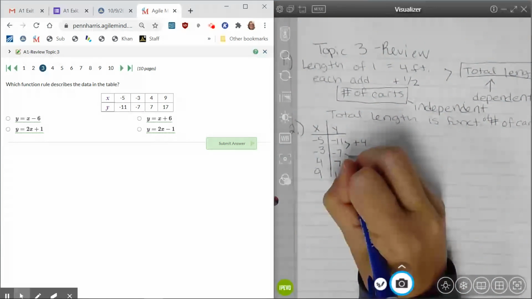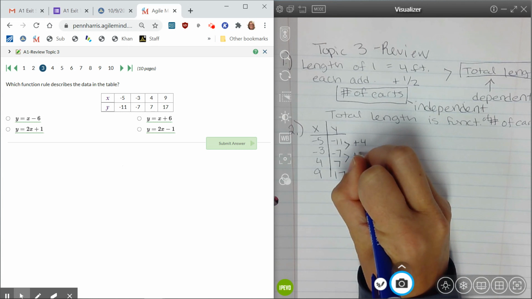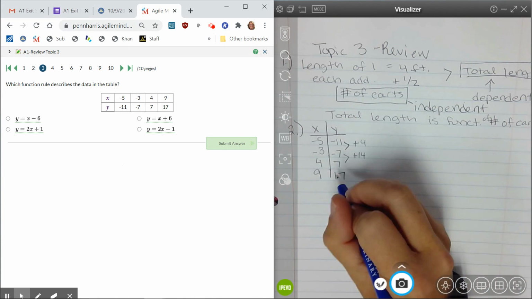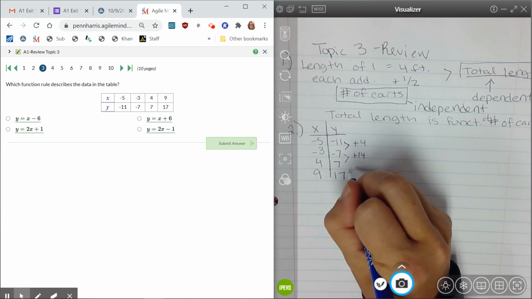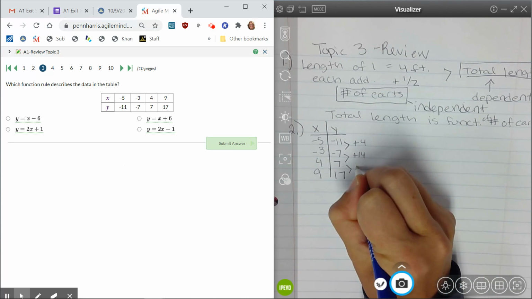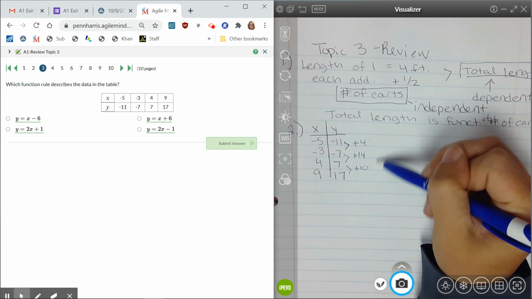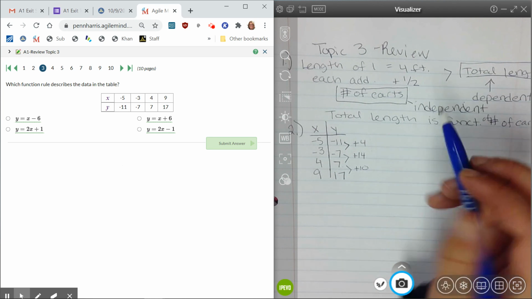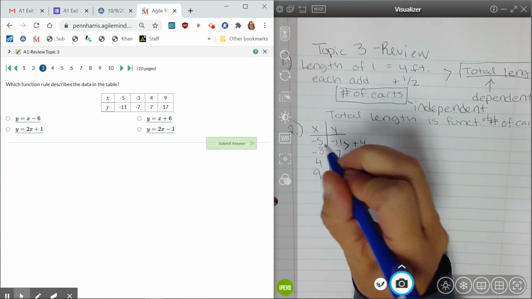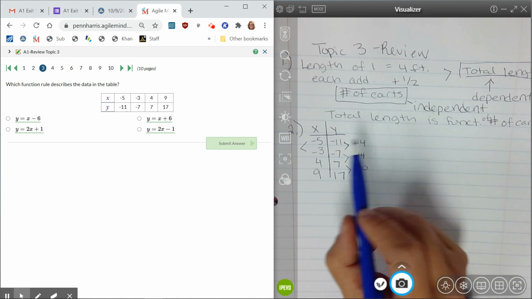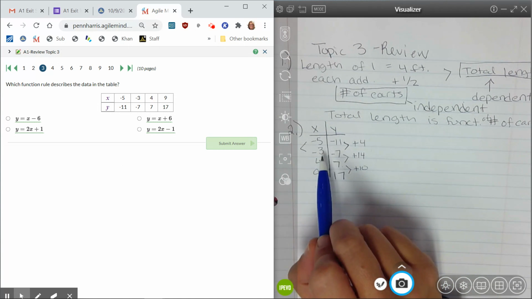From -7 to +7, we're going up by 14. And from 7 to 17, we're going up by 10. Now, this is not nice numbers like it gave us last time. So I'm going to go over here and see what this ratio is. And we'll learn more about this in the next unit too.